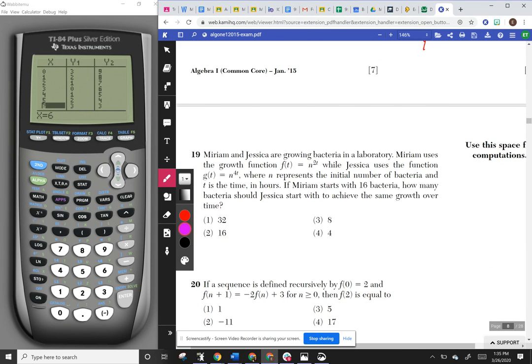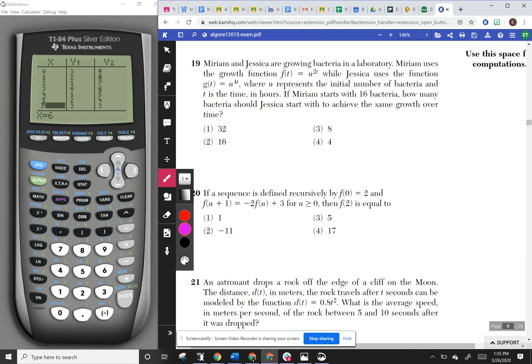Question 19. Miriam and Jessica are growing bacteria in a laboratory. Miriam uses the growth function, f of t equals n to the power of 2 times t, while Jessica uses the function g of t equals n to the power of 4 times t, where n represents the initial number of bacteria and t is the time in hours. If Miriam starts with 16 bacteria, how many bacteria should Jessica start with to achieve the same growth over time?